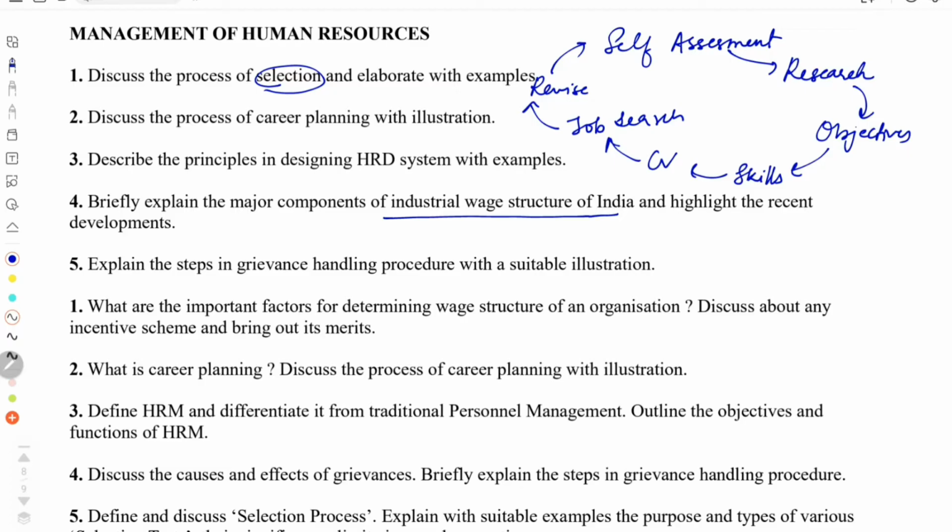The next question is, briefly explain the major components of the industrial wage structure of India. It is also asking to highlight the recent developments. So what are the components of the industrial wage structure, in India especially?